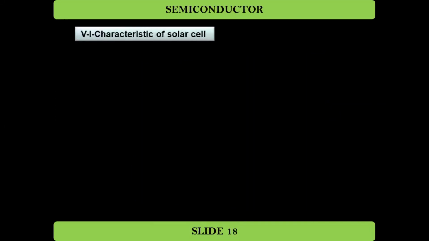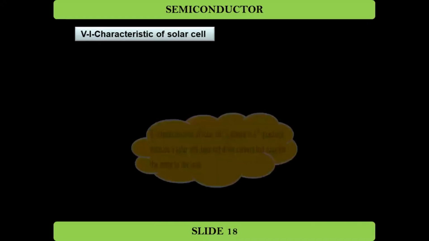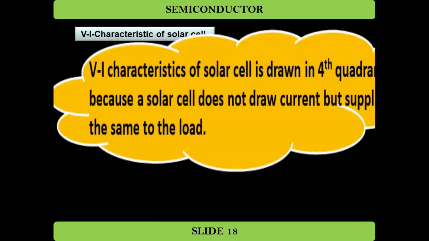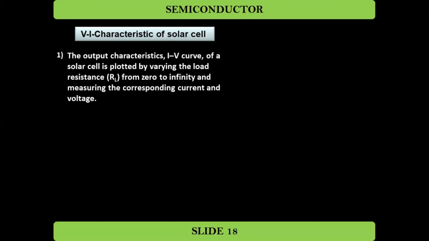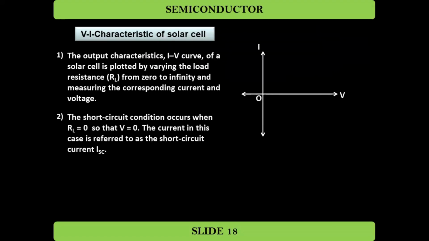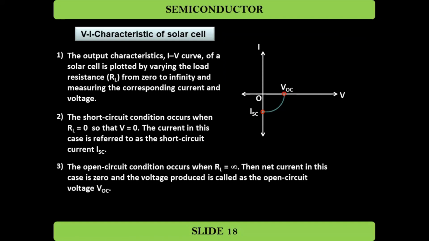Let's talk about the voltage current characteristics of a solar cell quickly. Again, we can plot it. The VI characteristics here are always plotted in the fourth quadrant, unlike the first quadrant for an LED. Why? The reason is that a solar cell is not going to draw current, but it is going to supply it to the load. Therefore, you plot it in the fourth quadrant. Let's have a look at how the solar current is plotted in the fourth quadrant.